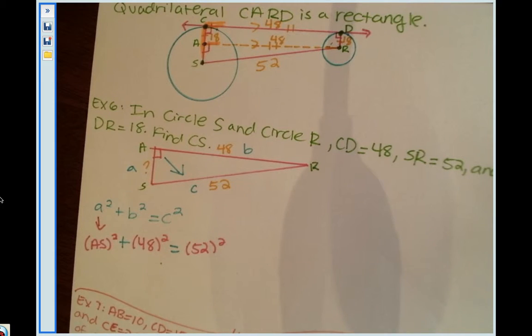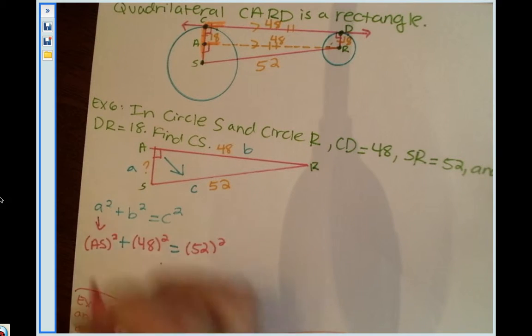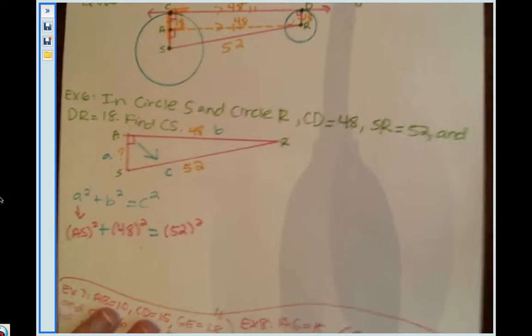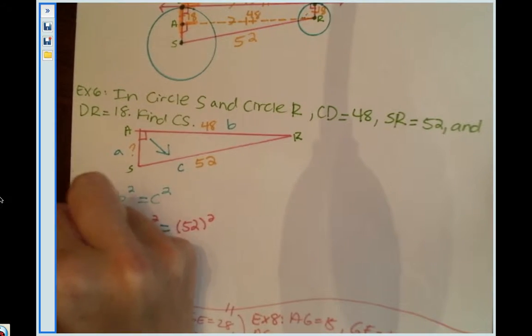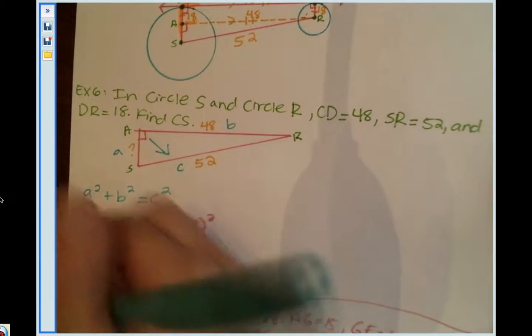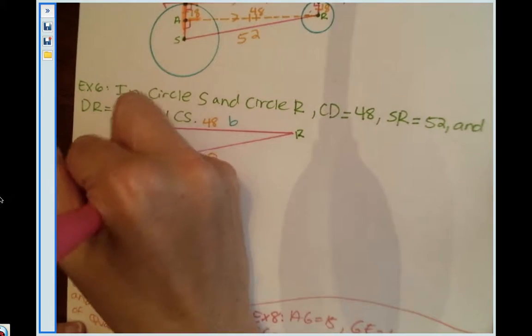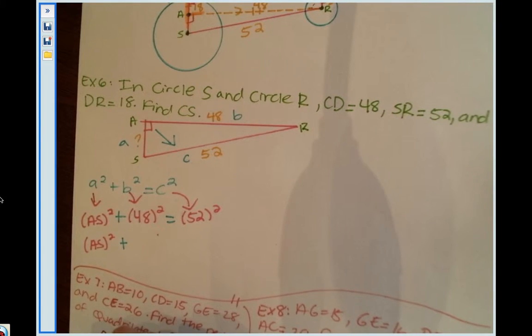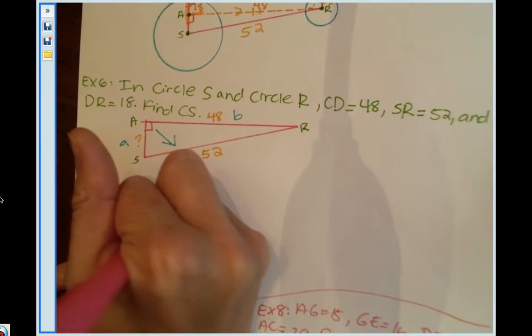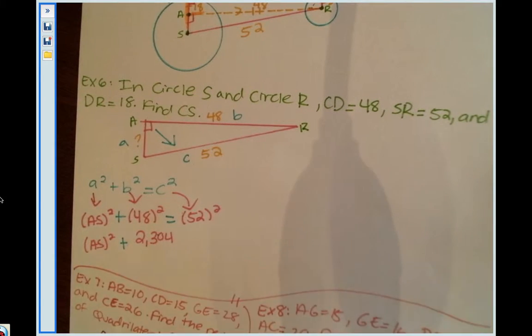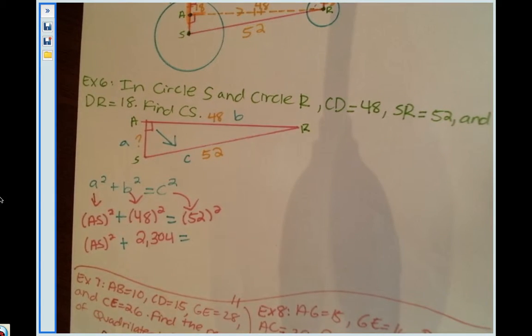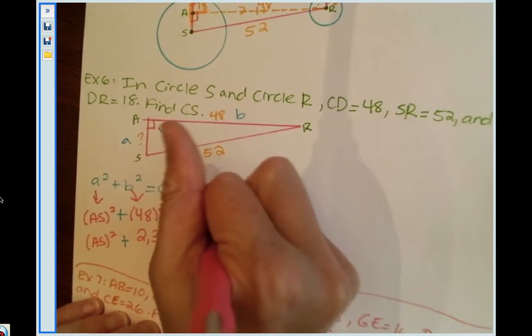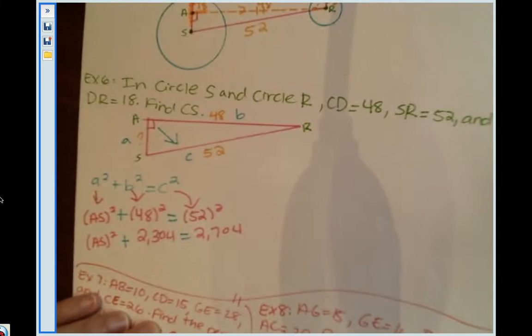Alrighty, let's get to solving. So 48 squared is going to give us 2,304, which I've already solved in advance. That's how I know. Okay, I didn't do that in my head. So we have AS squared plus, oh, I forgot to carry my arrows down. Sorry, guys. So 48 squared is 2,304, equals 52 squared, which 52 times 52 will give me a lovely 2,704.